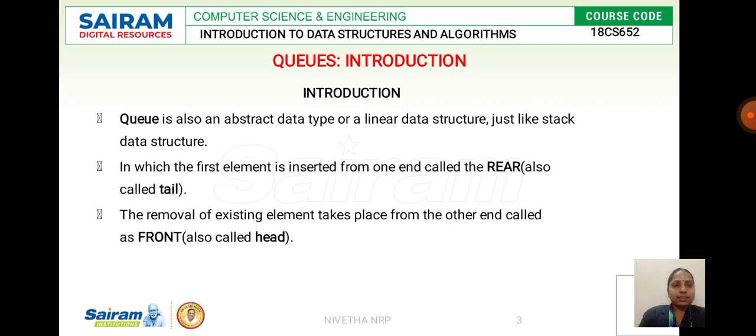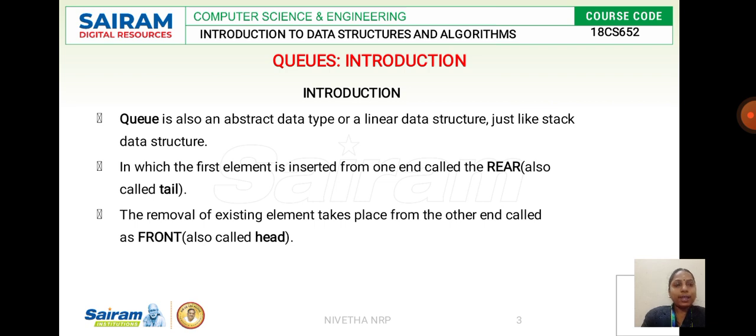Under linear data structure, we have seen arrays belong to linear data structure, linked list belongs to linear data structure, stack belongs to linear data structure, and even queue belongs to linear data structure. So even in queue, the data are arranged in a sequential order, that is one data followed by the other data. And next, we have seen that stack follows LIFO order. Here queue follows FIFO order.